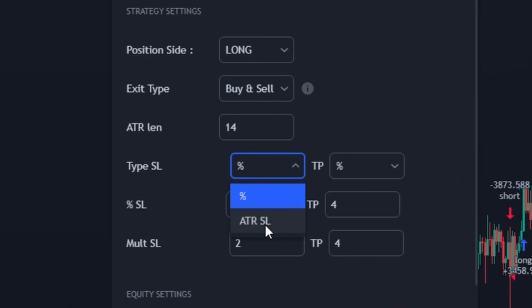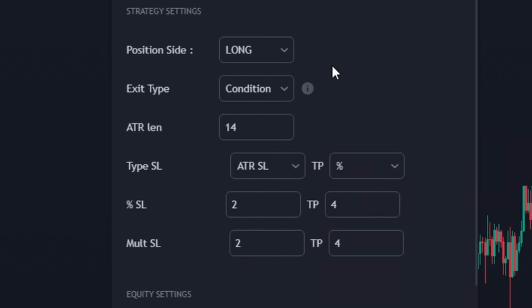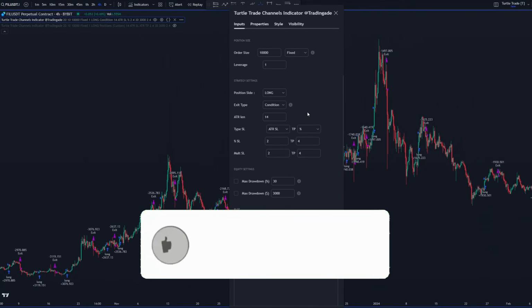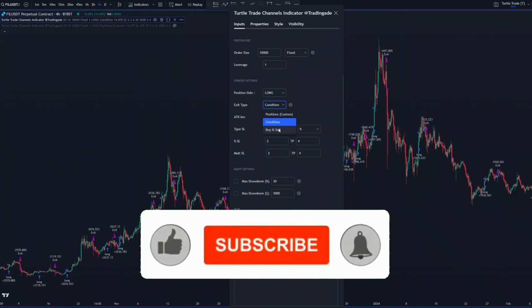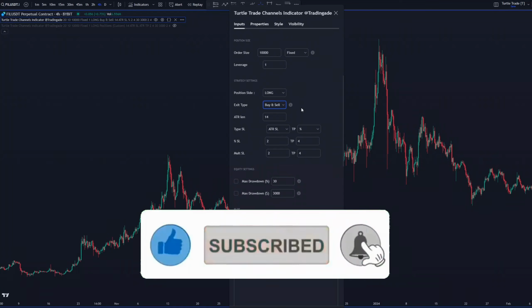You can set ATR stop loss and set here multiply by 2. And so if you set here condition ATR stop loss multiply by 2, then you will have exactly the original system as the Turtle Trade Channel indicator suggests. Anyway, I didn't use these kinds of settings, but instead I just used buy and sell exit type.